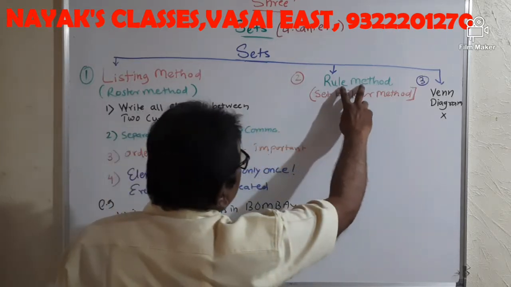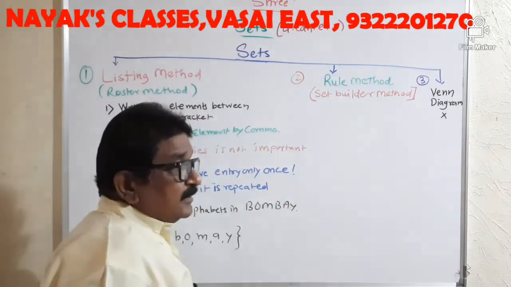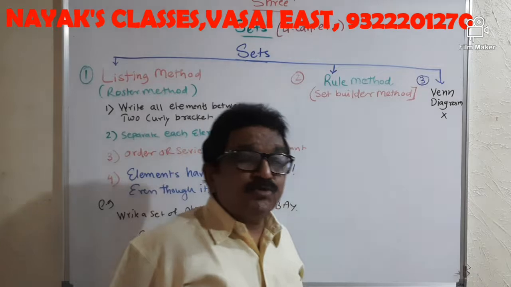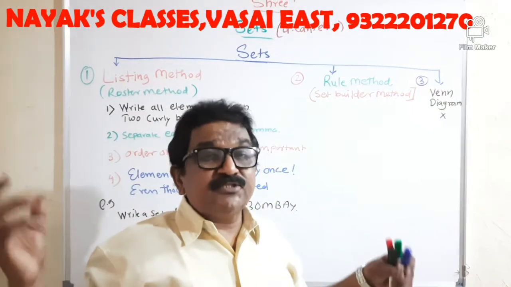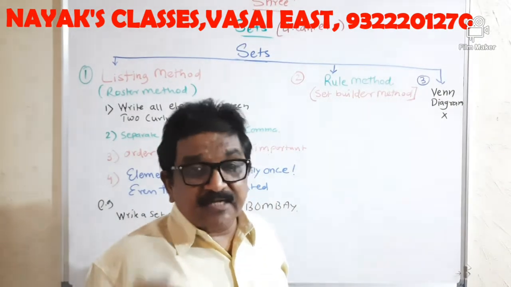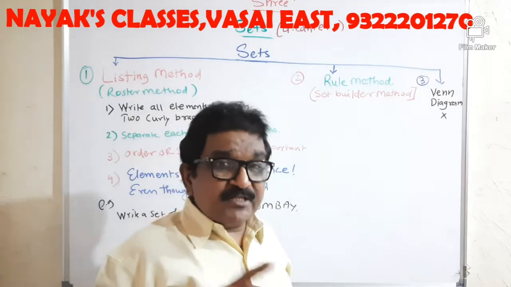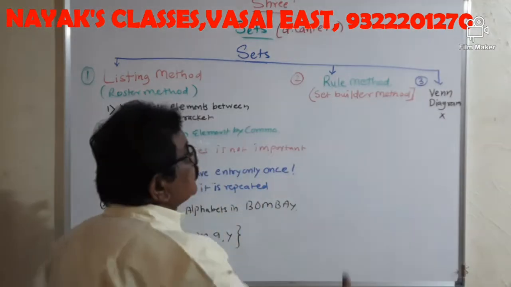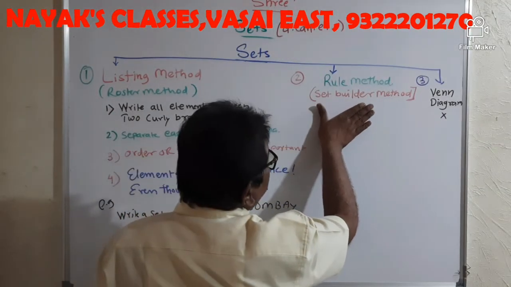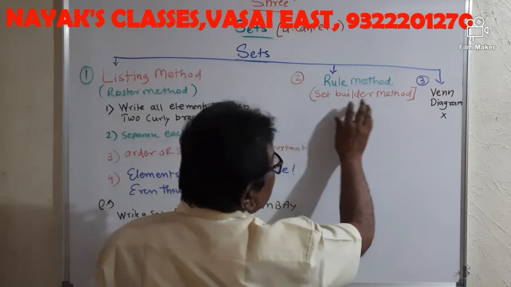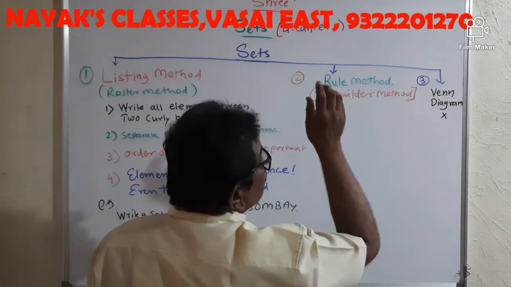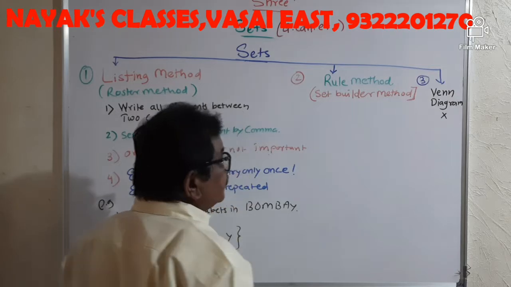Second is the rule method. The rule method is used to write large sets, where very large numbers of elements are there. It is also called the set builder method. Here we are not writing the set, we are building the set, so it is called the set builder method.